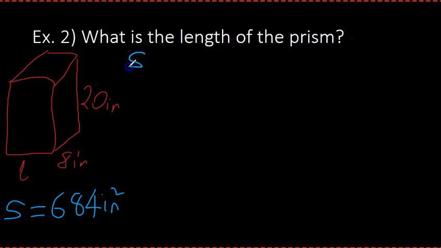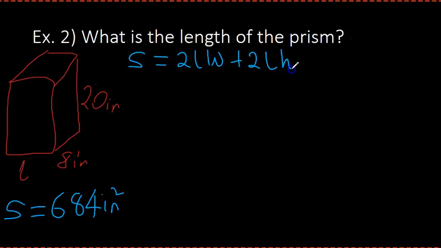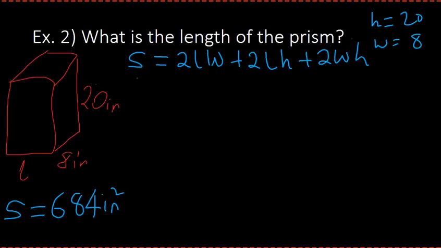So we write S, surface area, equals 2 times length times width plus 2 times length times height plus 2 times width times height. I'm very sure you remember that. Here, our height is 20 and our width is 8, and we don't know the length. We are looking for that. We know our surface area is 684, so we replace S with 684.